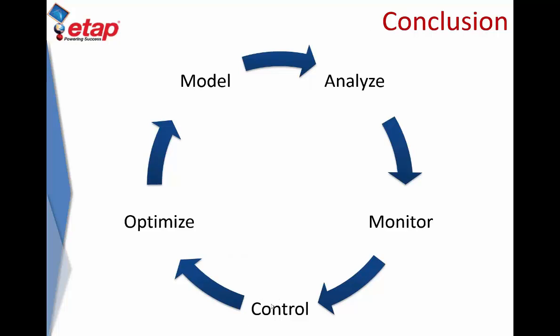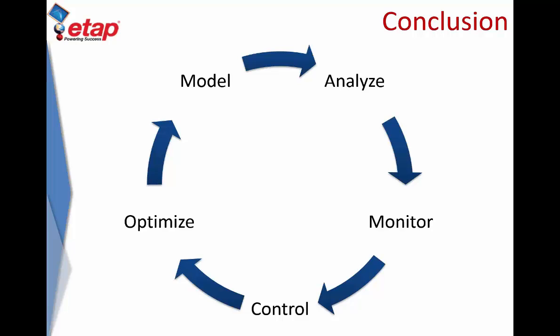We can also control or send control signals from EType automatically or manually. We include optimization routines like generation optimization, voltage optimization that we didn't really talk about, but there's various optimization routines that are part of the program that operate in real time. And then that completes the life cycle.